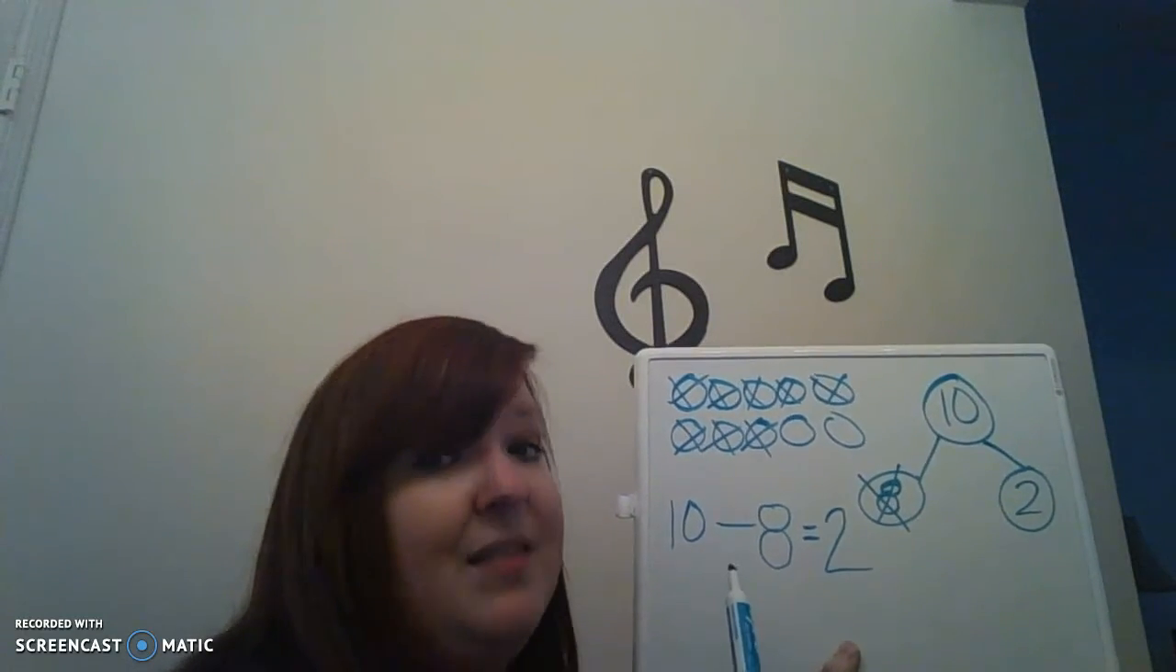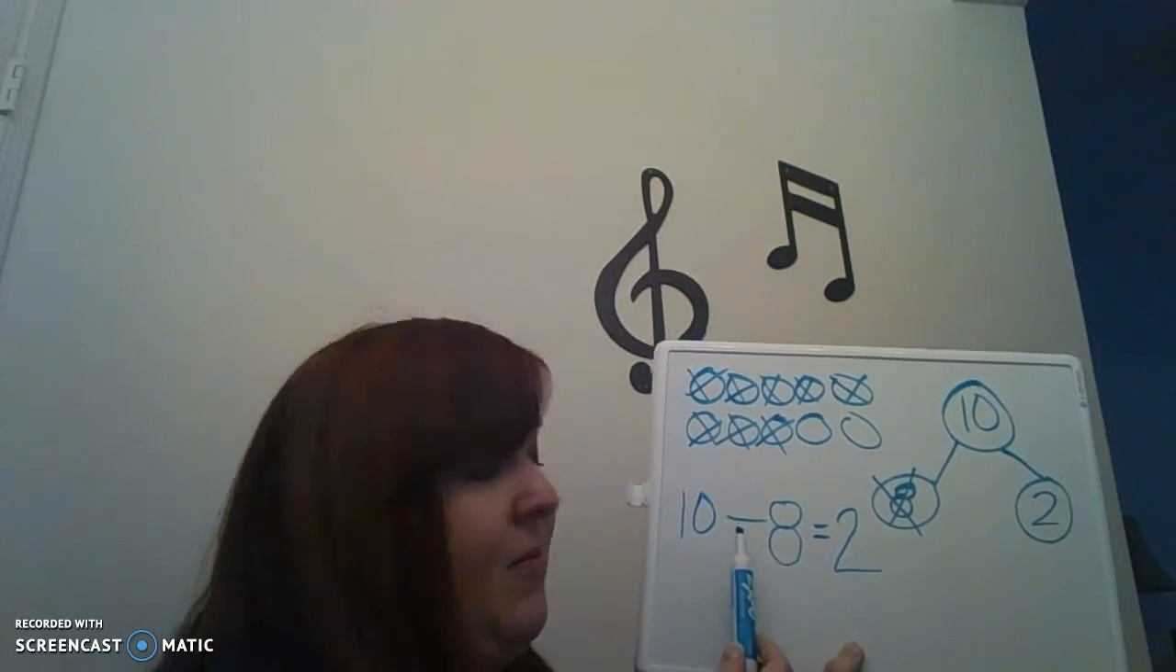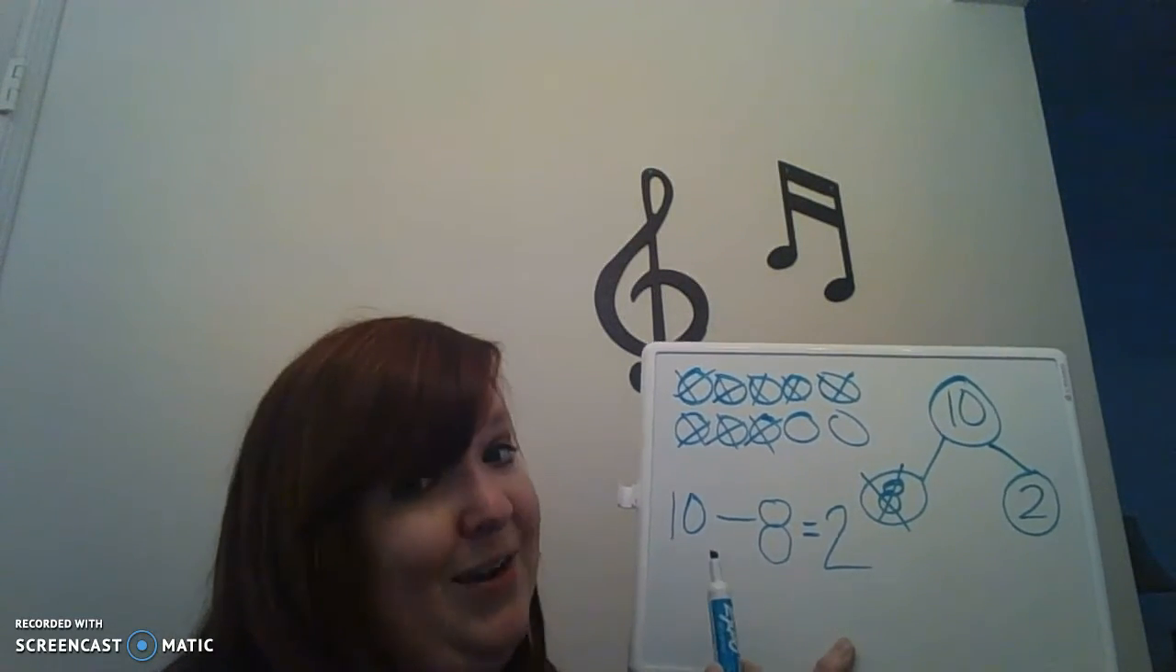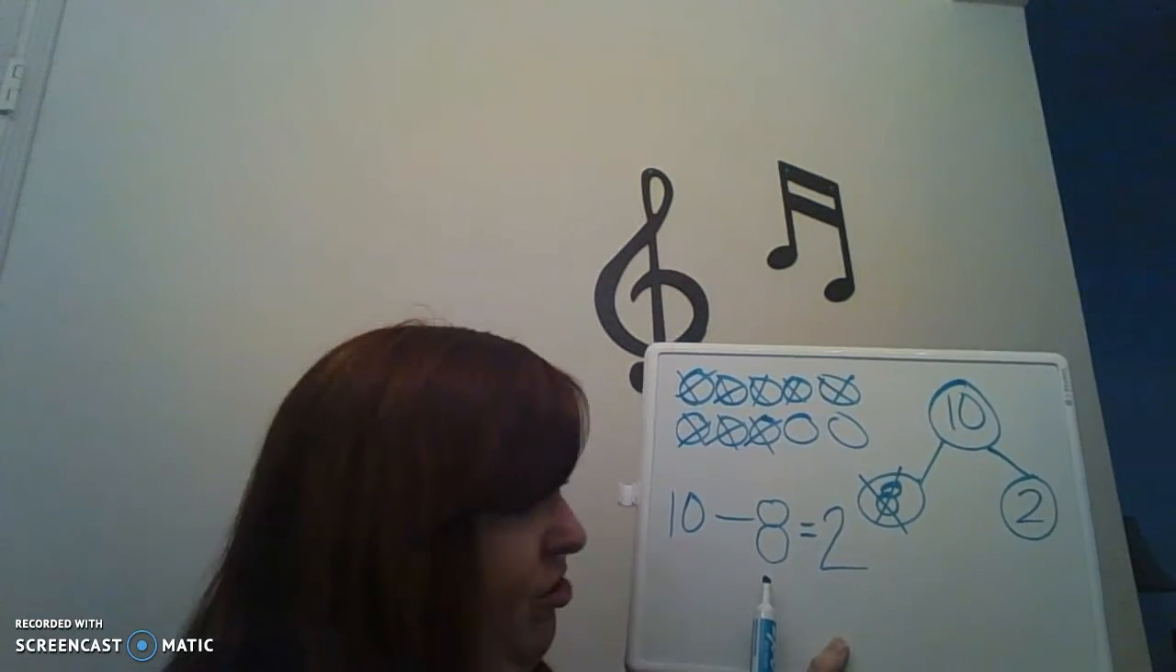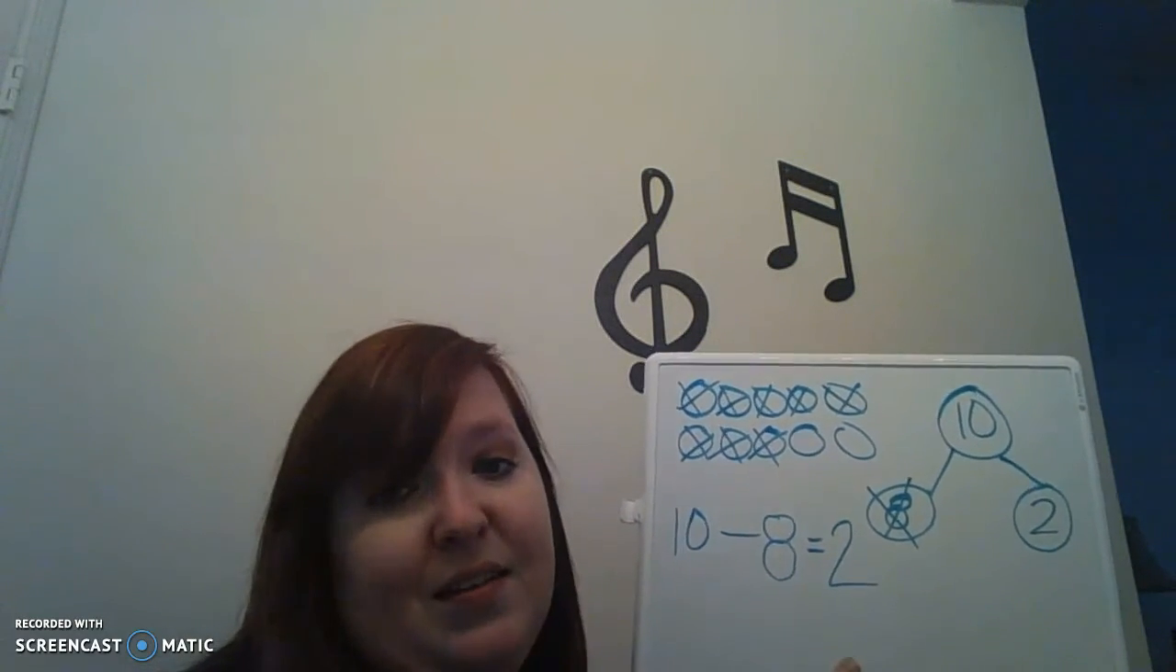The 10 represents how many grapes? The minus tells us that we're taking away. The 8 represents how many she gave away. And the 2 is how many grapes are left. Great job. Good work today.